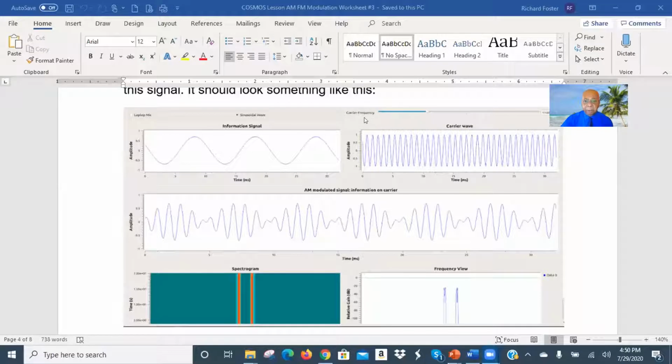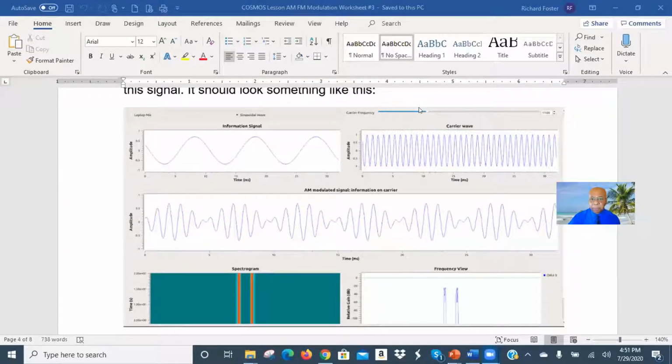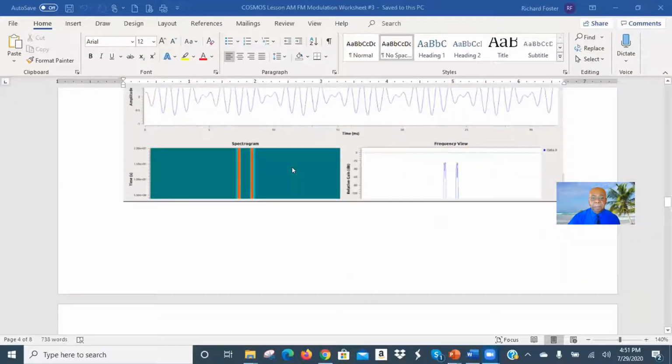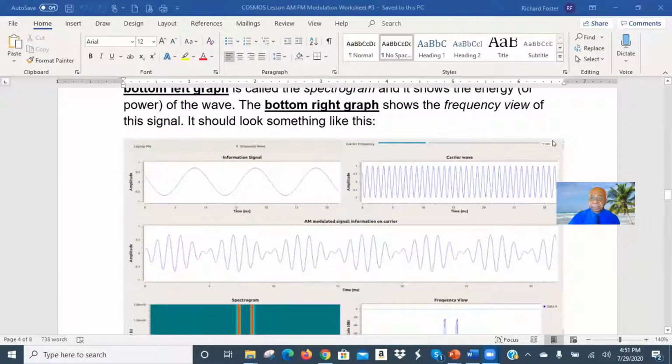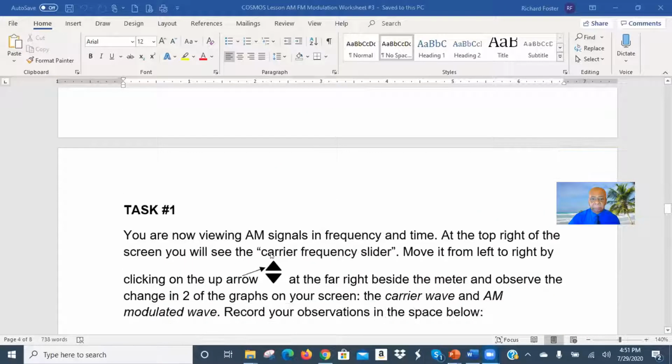So that's what you're going to see. Now, up here, you have the frequency slider, and you're going to move this across, and you're going to observe how this graph and this graph change. That's what you're going to observe, okay? Now, at the end, there is a little triangle up arrow with a counter. Triangle up arrow. Looks like this.